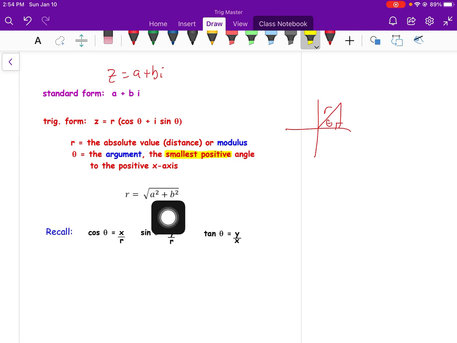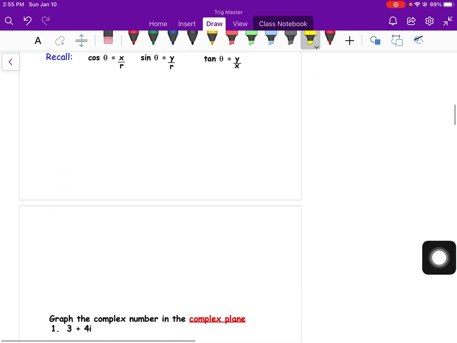These things down here are going to be helpful. r is equal to the square root of a squared plus b squared. That's your distance formula, that's your Pythagorean theorem. Your a is your x distance, your b is your y distance. And then cosine of theta is equal to x over r, sine of theta is y over r, tangent of theta is y over x. That's stuff from earlier this year.